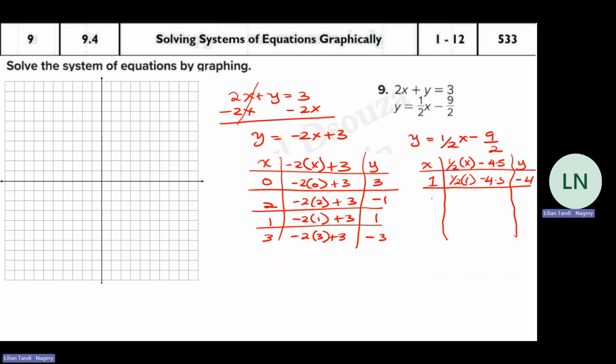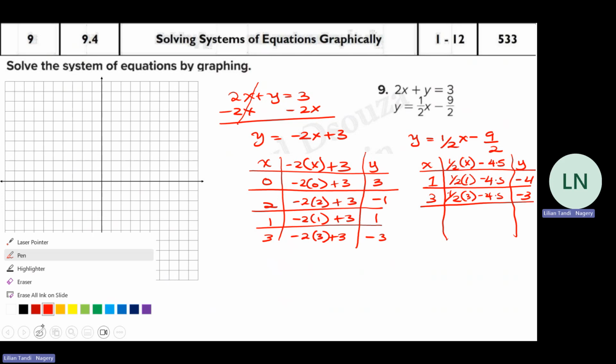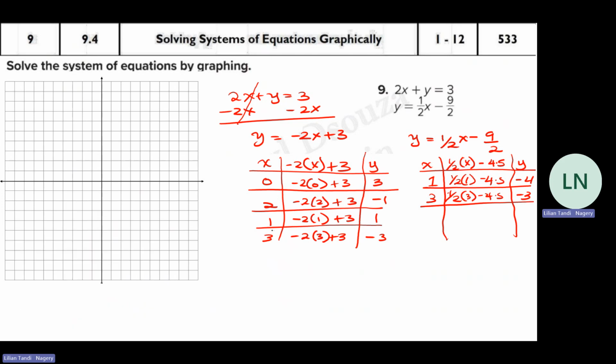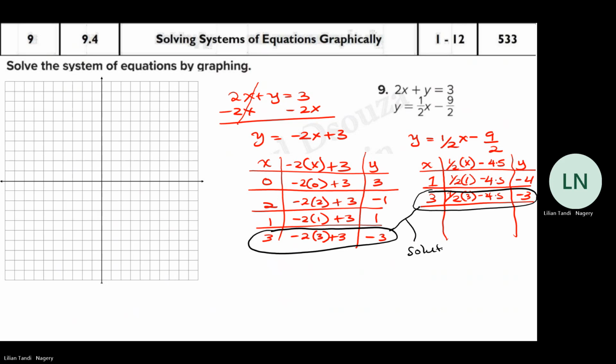And then I did 2, I got a decimal, then I tried 3. So a half times 3 minus 4.5, that gave me negative 3. And then, now I know why I continued, because I was looking for the point that will be on both graphs. So here is my solution. My solution is 3, negative 3.